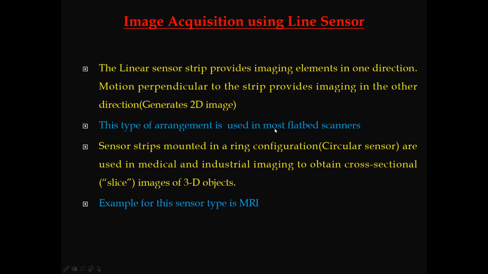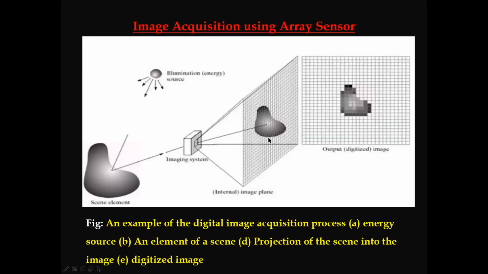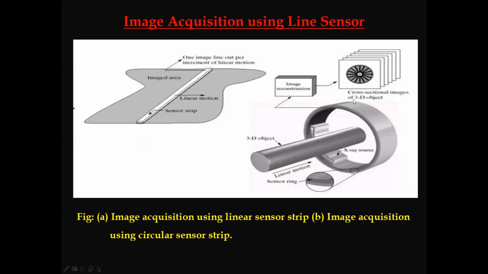So this type of arrangement is used in most flatbed scanners, that means in the MRI machines. Once again, take clarity on how this image is going to be captured. We are placing the object on this linear sensor. This is actually the flat bed which is moving towards this ring, that means inside the ring and outside the ring, this flat bed is moving.